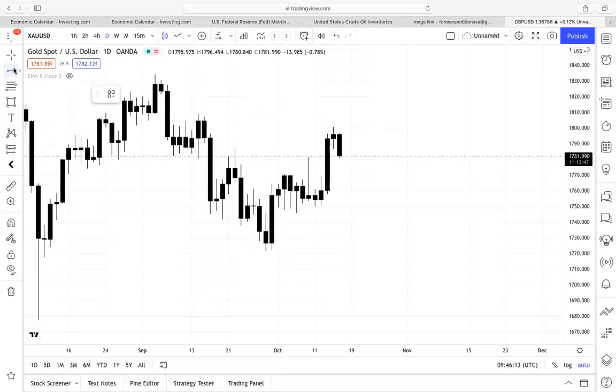So if price is moving at 1781, that means price is trading between what key level and what key level, guys?